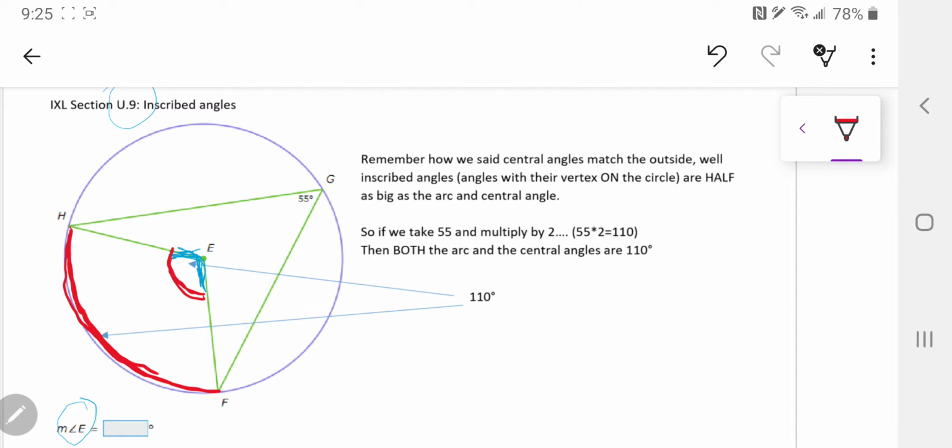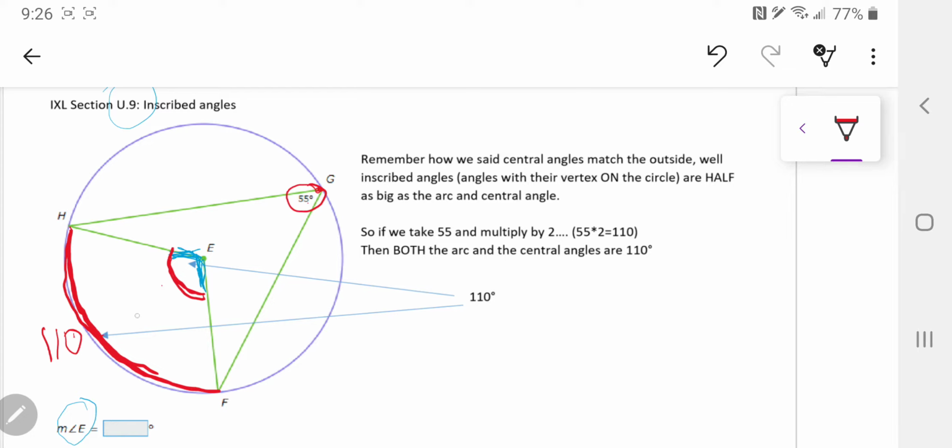See how the 55, the point is on the circle? That's called an inscribed angle. These are half as big as this. So if this is 55, that's half the size of this one. So always remember that the outside should be bigger. So we're going to multiply by 2. So 55 times 2 is 110.